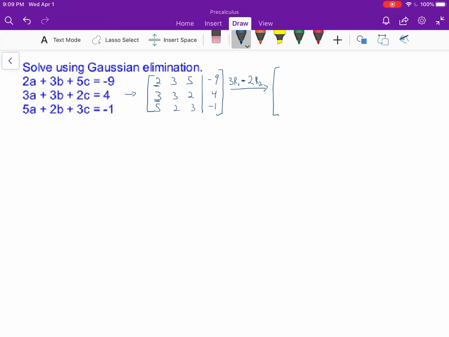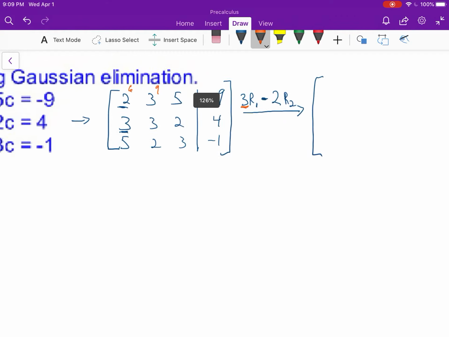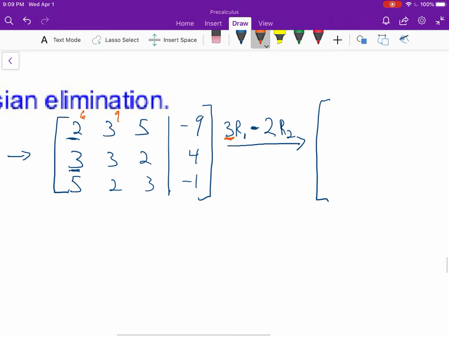That will give us a 6 in this position and a 6 in this position, and we're going to subtract them. So what I mentioned before, I'm going to go ahead and write these things in here. So 3 times row 1. I'm going to take everything in row 1 and multiply it by 3. That would be 6, 9. Make this a little larger for you. 6, 9, 3 times 5 is 15, and negative 27.